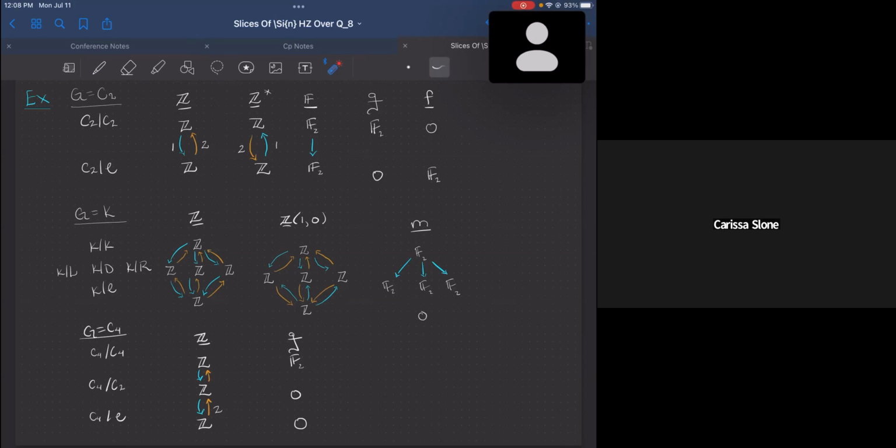Next up is the constant Mackey functor F2, which has an F2 at the top and an F2 at the bottom. The Weyl group actions are trivial. And we just have a restriction, that's our only non-trivial map, and that's the identity.